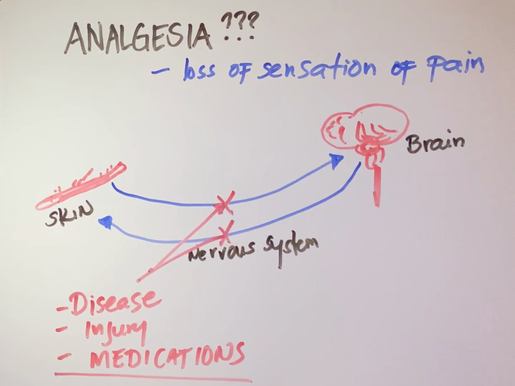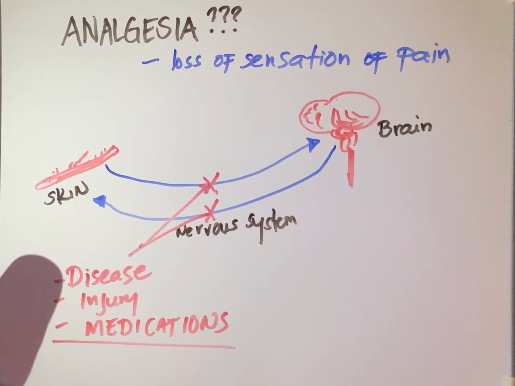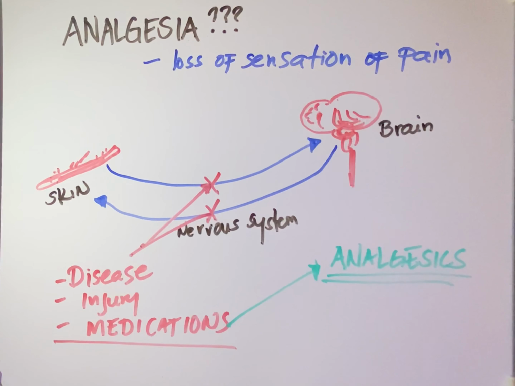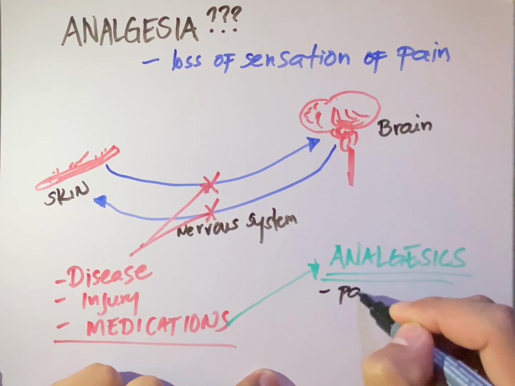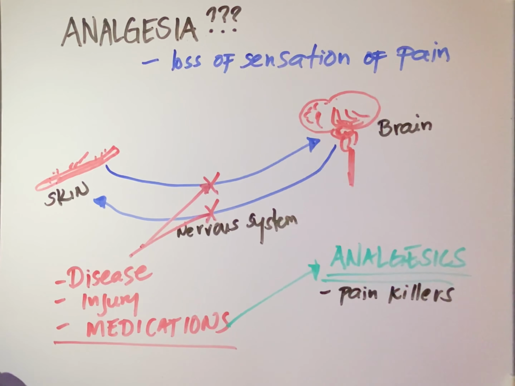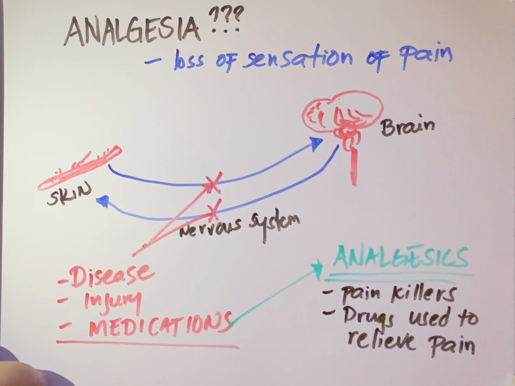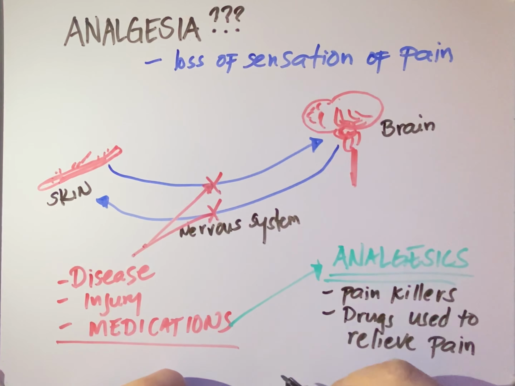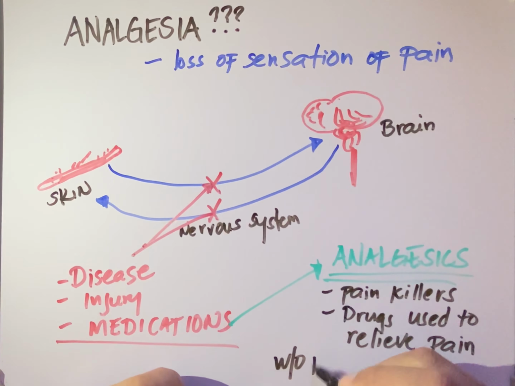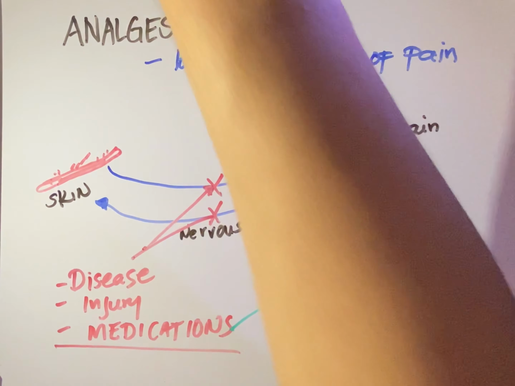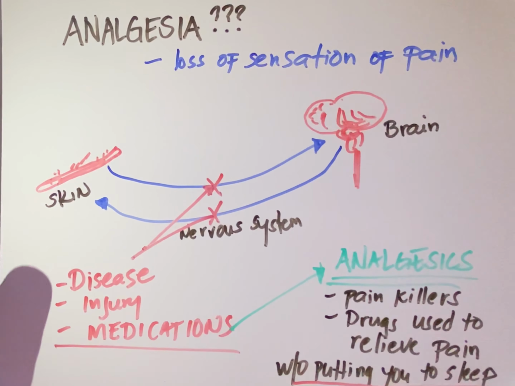So these medications are called analgesics. These are the medications that are used to relieve pain. They are also known as painkillers or pain relievers. So technically, the term analgesic refers to a medication that provides relief from pain without putting you to sleep or making you lose consciousness. Okay, so an analgesic relieves you from pain without putting you to sleep or without you losing consciousness.